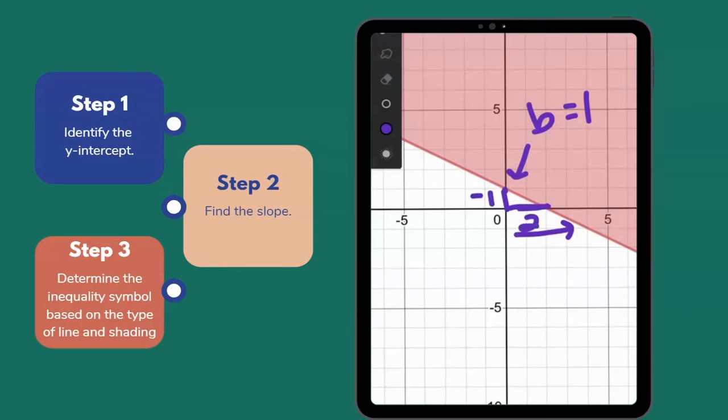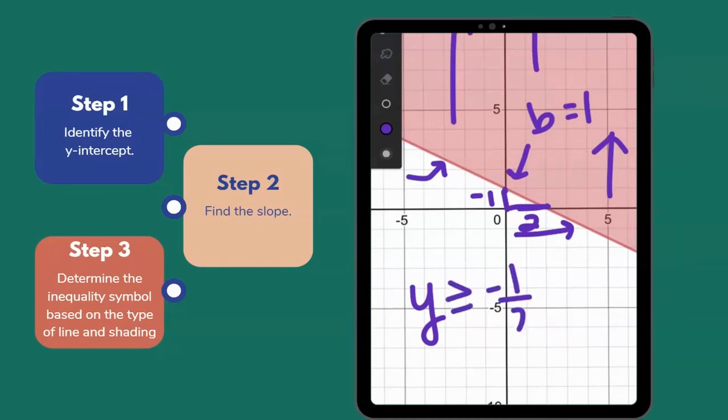Next, I'm going to look at the shading on this graph, and I notice that I shaded everything above this line. I also notice that this line is a solid line. So that tells me two things. It tells me that I have a greater than symbol, but also that there is a line underneath that greater than symbol to mean greater than or equal to. So my final inequality is y is greater than or equal to -1/2 x plus 1.